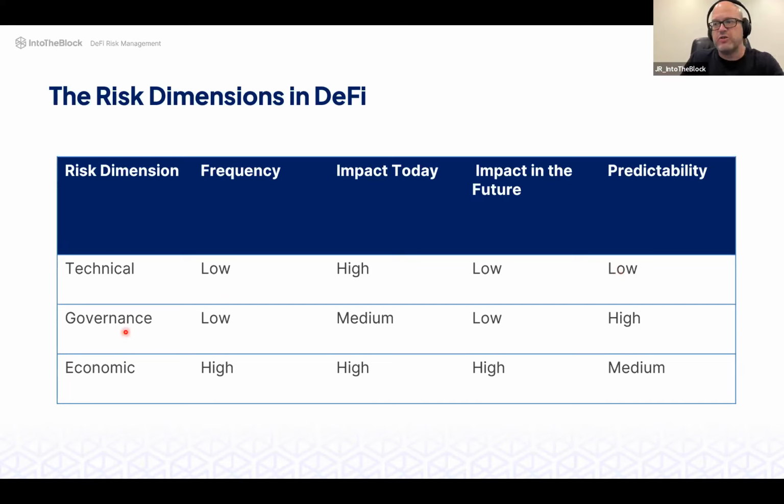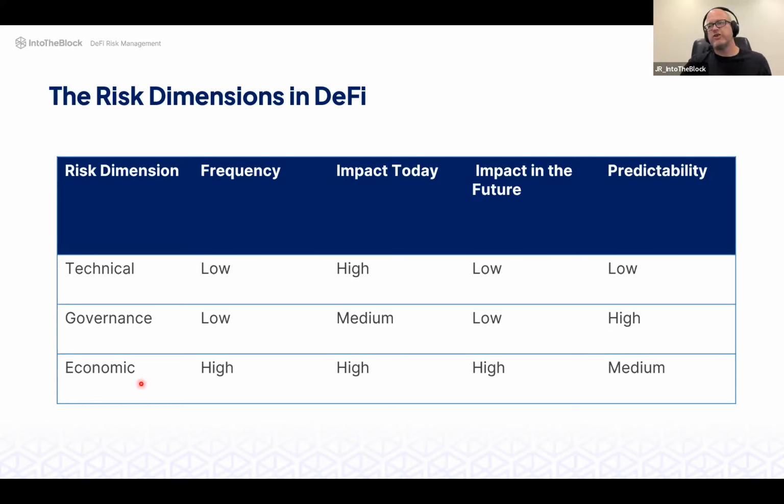In terms of governance risk, the frequency is very low. There have been a handful of these. The impact today could be medium, with some exceptions, and in the future, obviously, governance is going to get better, so it should be low. Now, this is super predictable, right? You can look at a governance proposal and pretty much get an idea of what it's going to do.